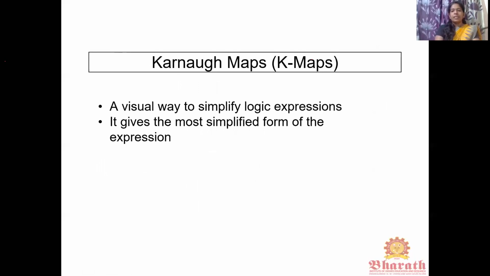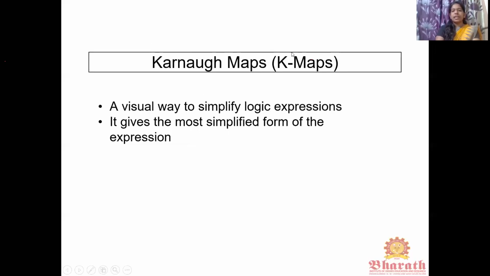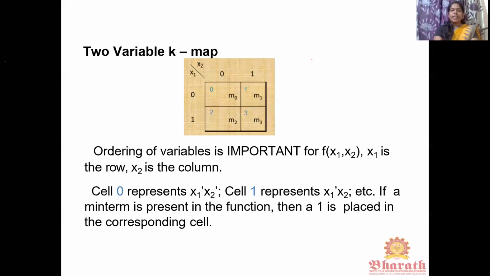Then about the K-map. K-map means Karnaugh map. A visual way to simplify a logic expression is a K-map. It gives the most simplified form of the expression. We have to simplify the expression using the K-map. In K-map, we have 2, 3 and 4 variable types, so 3 types of variable K-map.